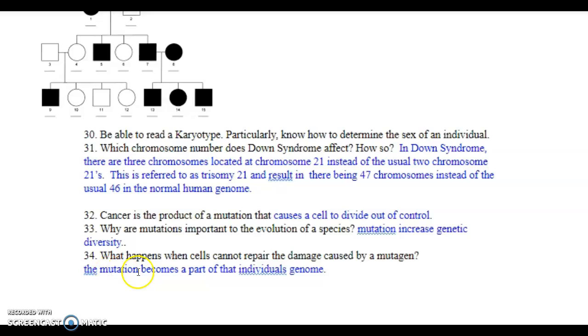So 34 says, what happens when a cell cannot repair the damage caused by a mutagen? Well, then that mutation will become a part of that individual cell's genome that will remain in that DNA structure of that cell.